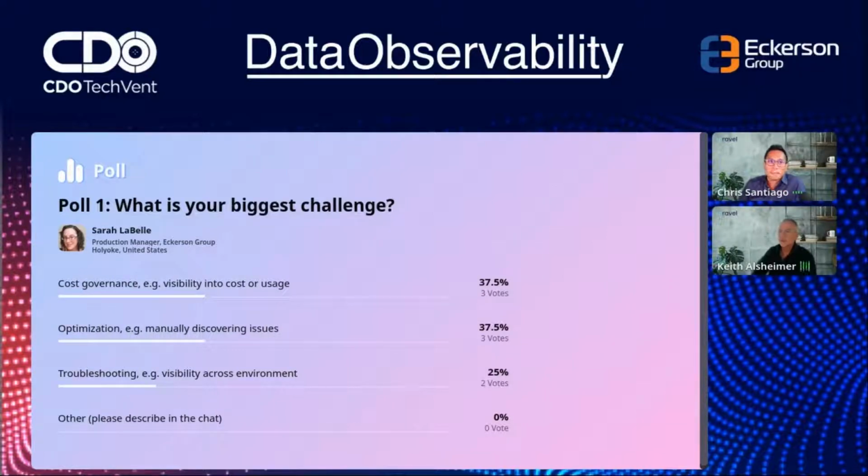Interesting. Cost governance is big, optimization. So all three, almost in equal portions, which I think is the whole point: all three of those are really essential functions in order for data teams to implement data ops effectively.